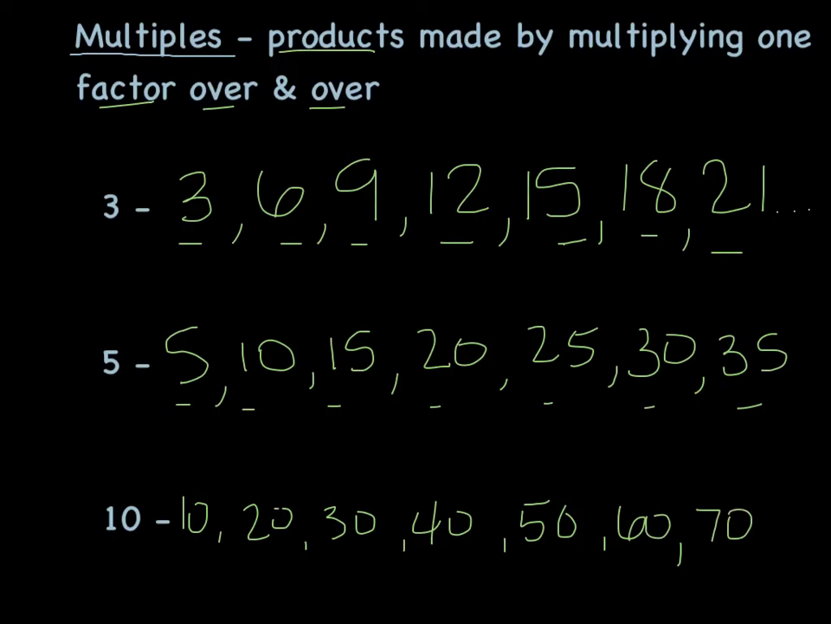Multiples of 10. So multiples and factors, although they're often confused, are actually very different because factors have to have another number to go with them. 1 times 3 gives you 3. But multiples are actually the products that are made when you multiply one factor over and over and over and over.